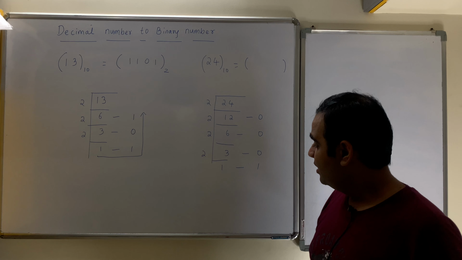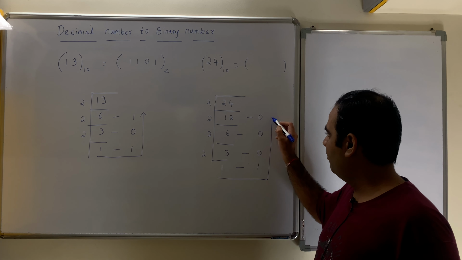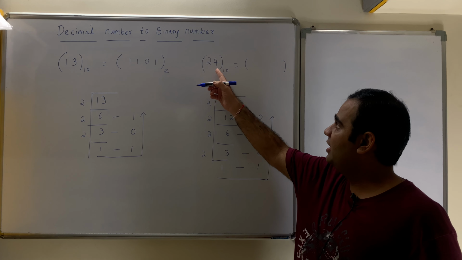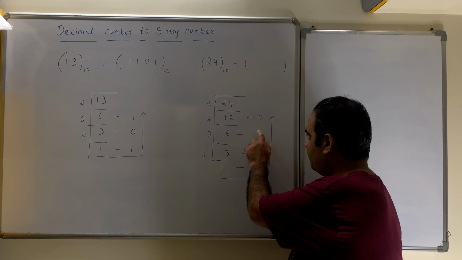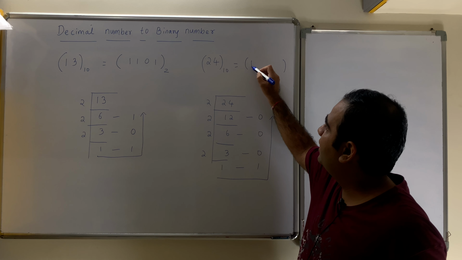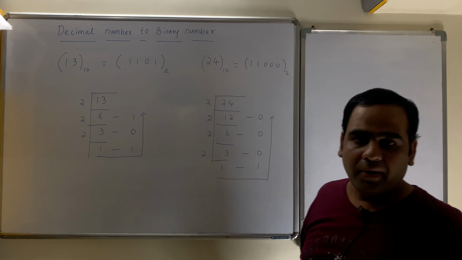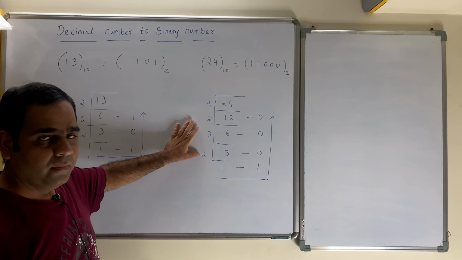It is 1. Now whenever you get quotient as 1, you stop and you write the remainders from bottom to top. Therefore 24 in decimal is equal to 11000 in binary. Now this is how you convert a given decimal number to a binary number.